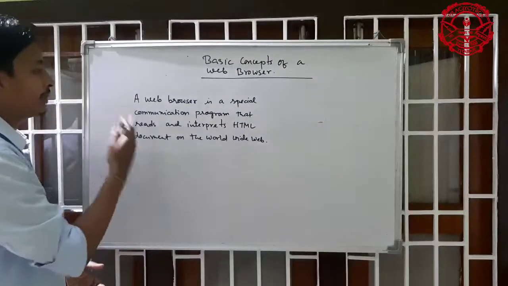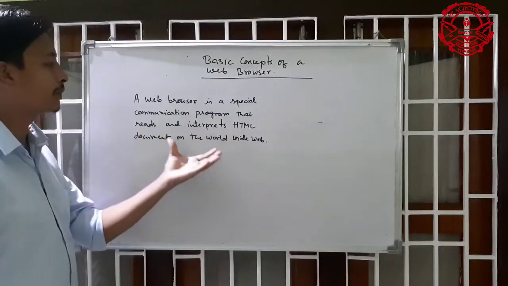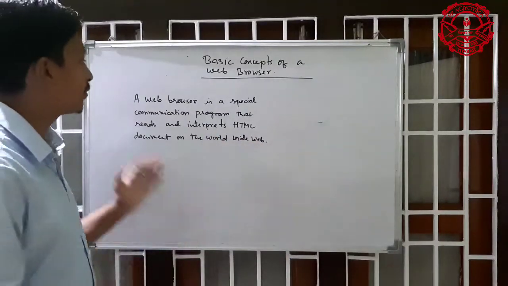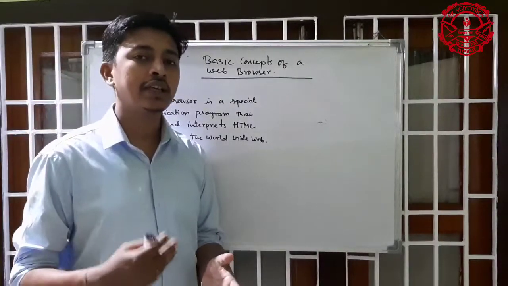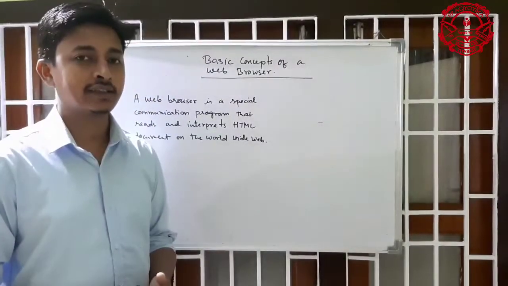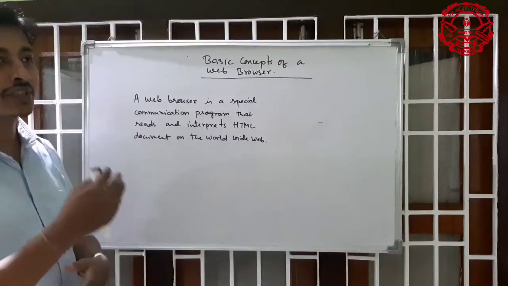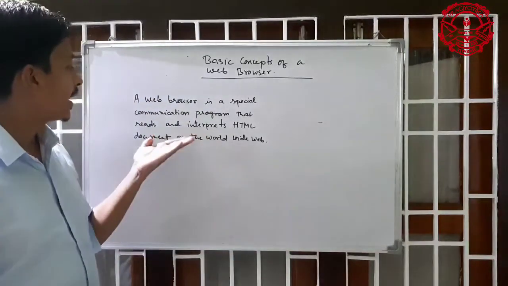Now see, a web browser is a special communication program that reads and interprets HTML documents on the world wide web. It means what? It is a software which is used to basically read the HTML files. Okay, so that's why you can see reads and interprets means it also reads and also translates the HTML page. Right, John?